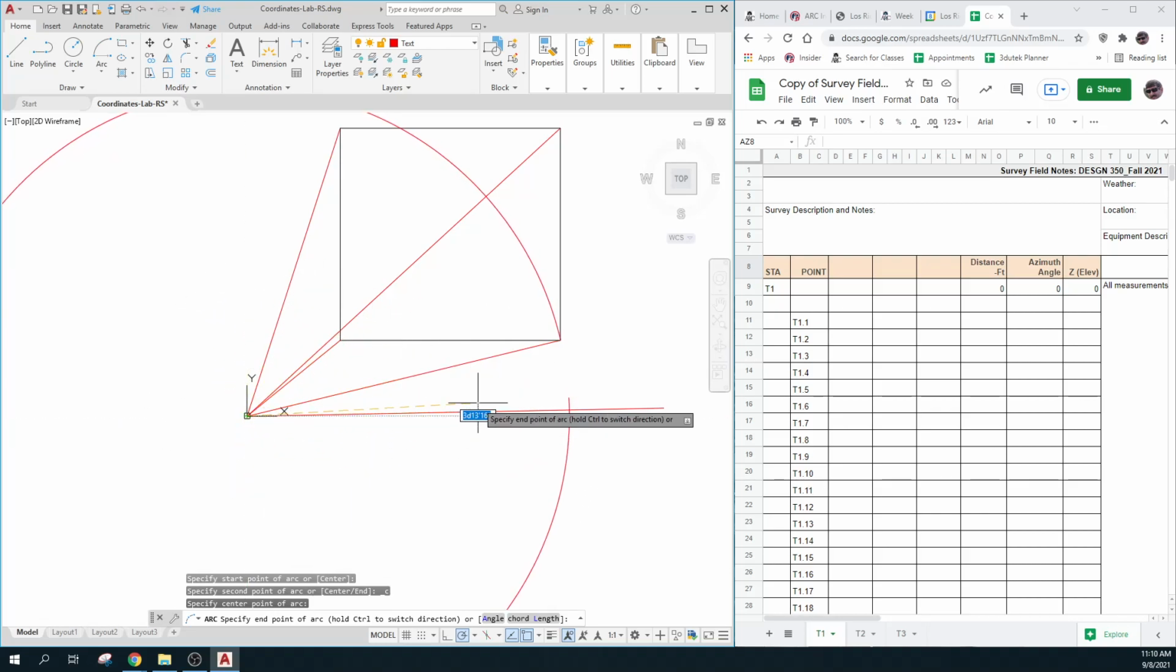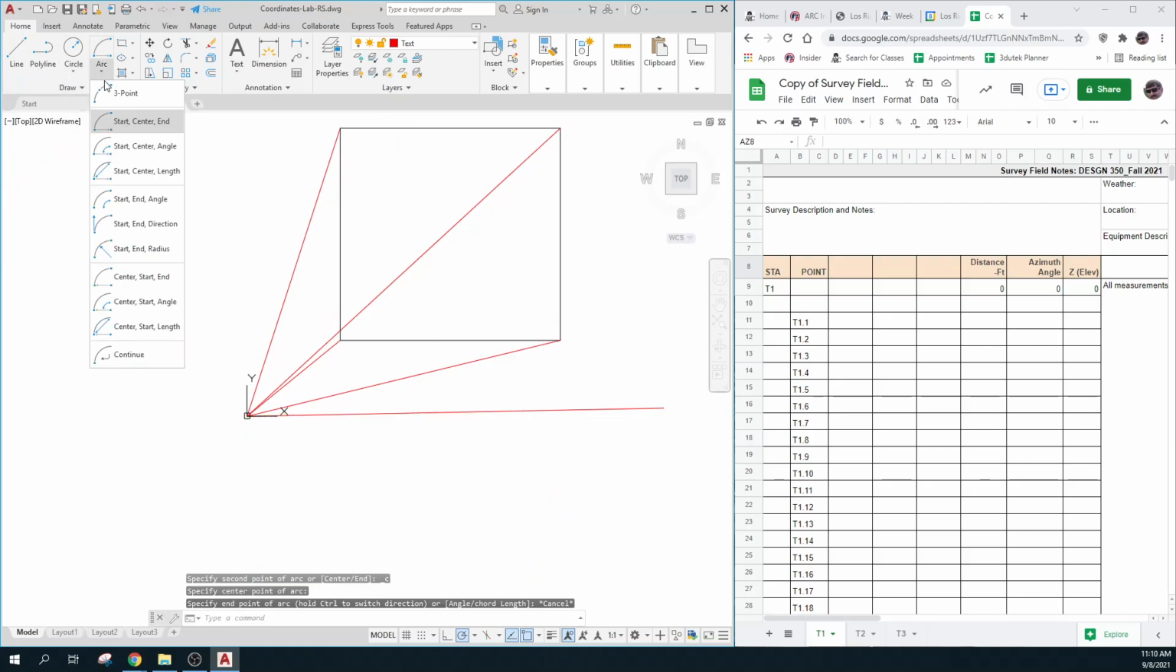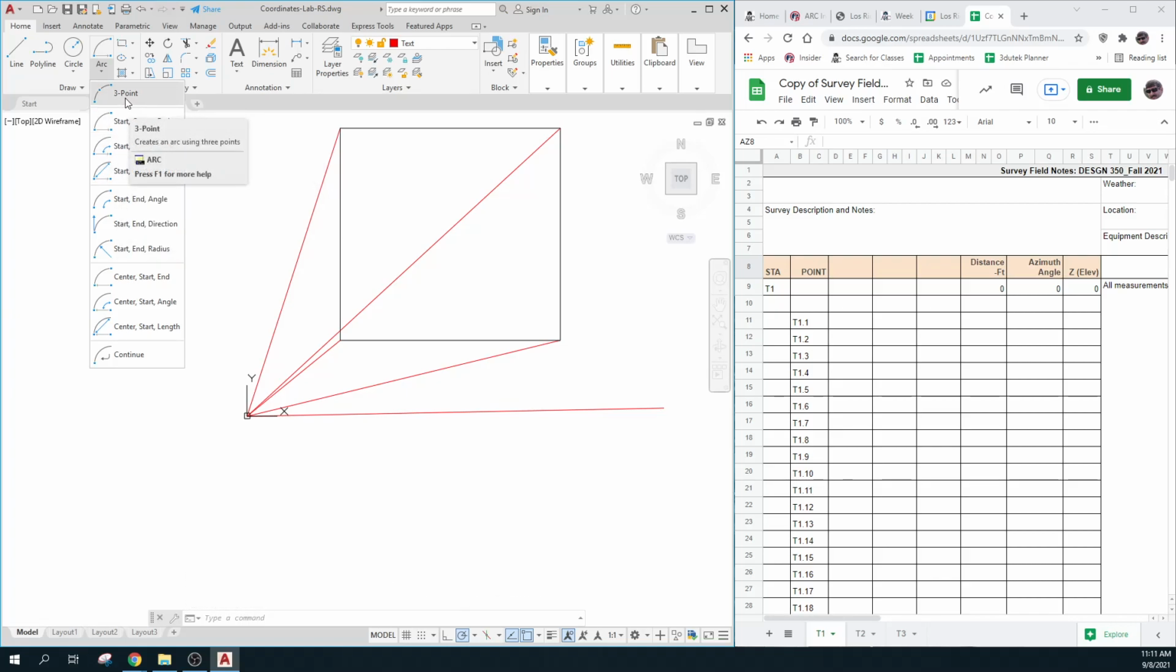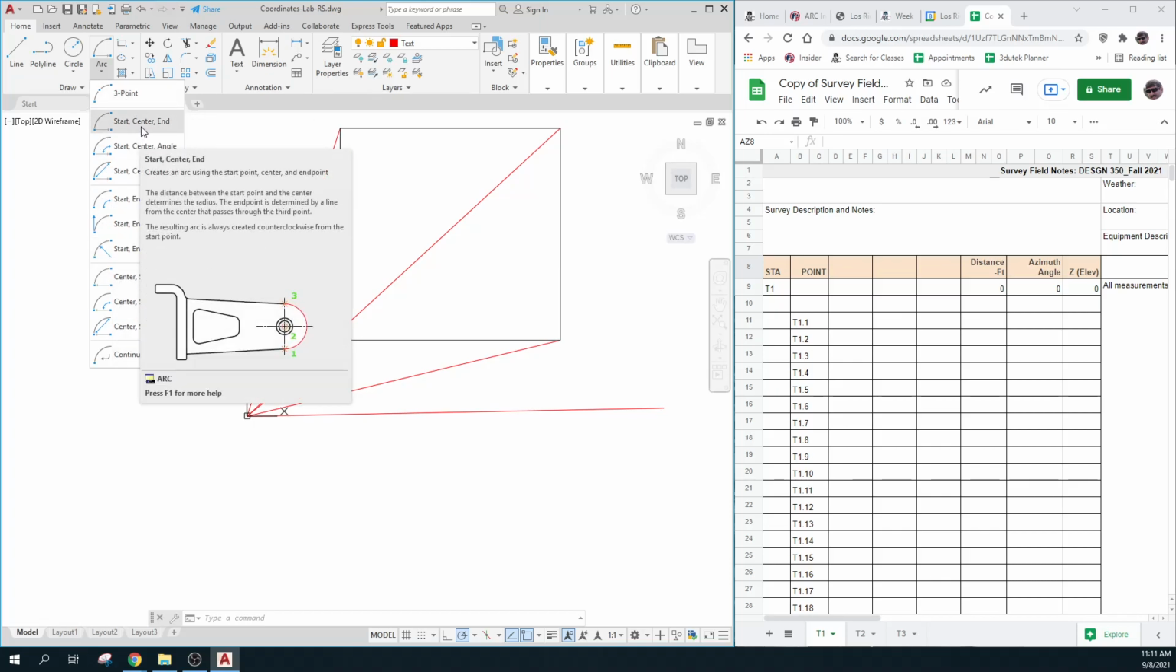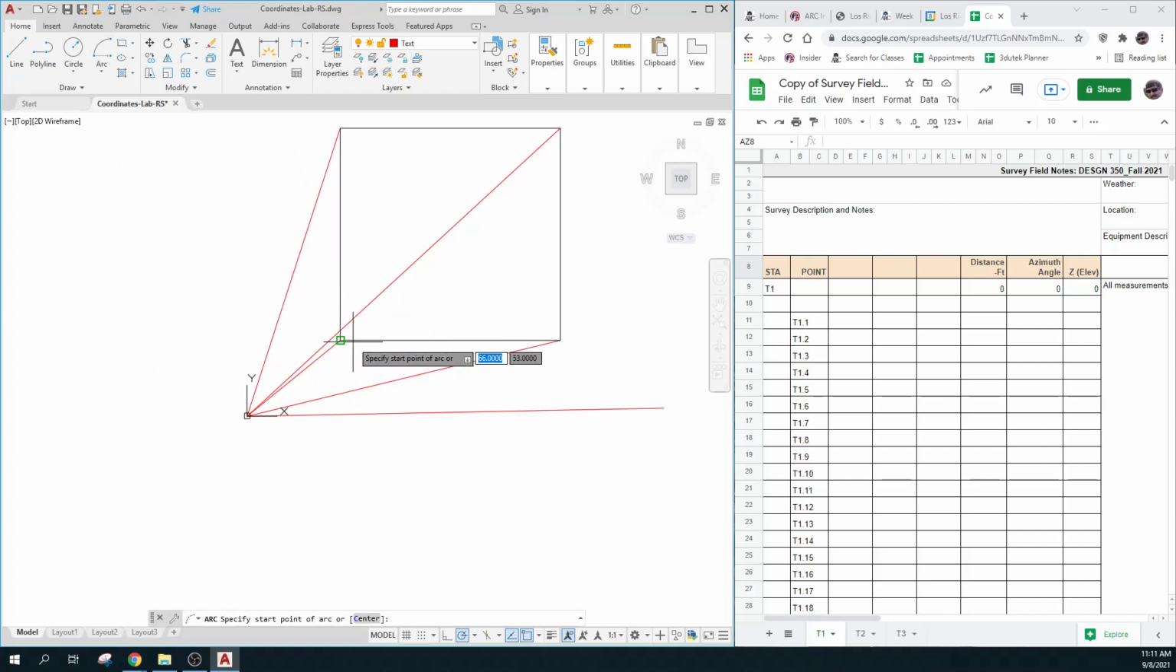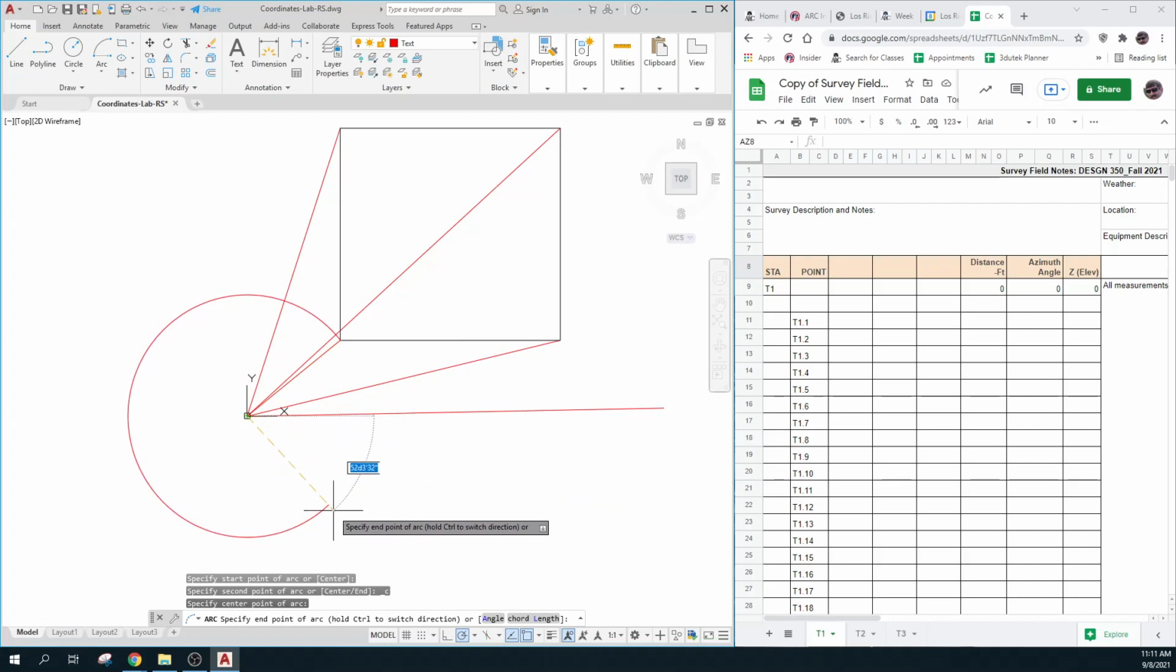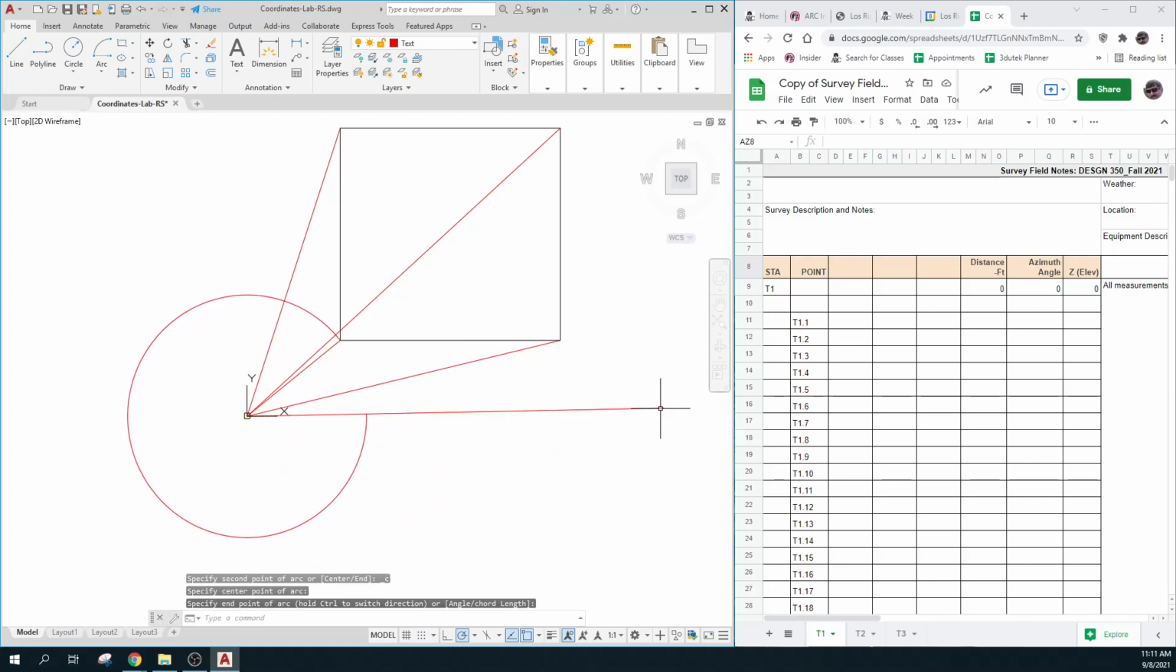See, that's going counterclockwise. So let me, I thought I had, let's see. I don't remember which way to go here. Start, center, end. Start, center. There it goes. That's going to be my angle. Okay? Clockwise angle is what I'm going to read on here. Now, you don't need to have that on there, but sometimes it's good to remember.